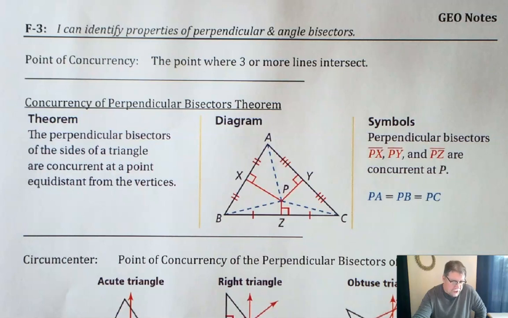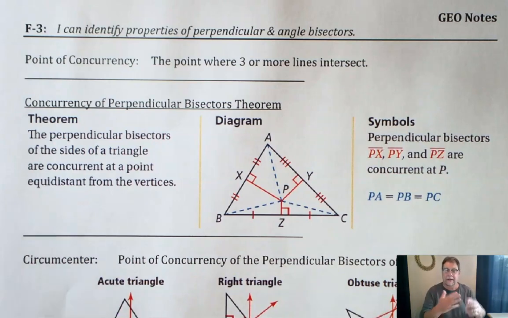Hi folks, we are in section F3 at this point, looking at properties of perpendicular and angle bisectors. We talked earlier about what happens when we have a perpendicular bisector going through a segment, that all the points on that bisector are equidistant from the endpoints of the segment. What happens when we bisect an angle? Every point on that angle bisector is equidistant from the sides of the angle.